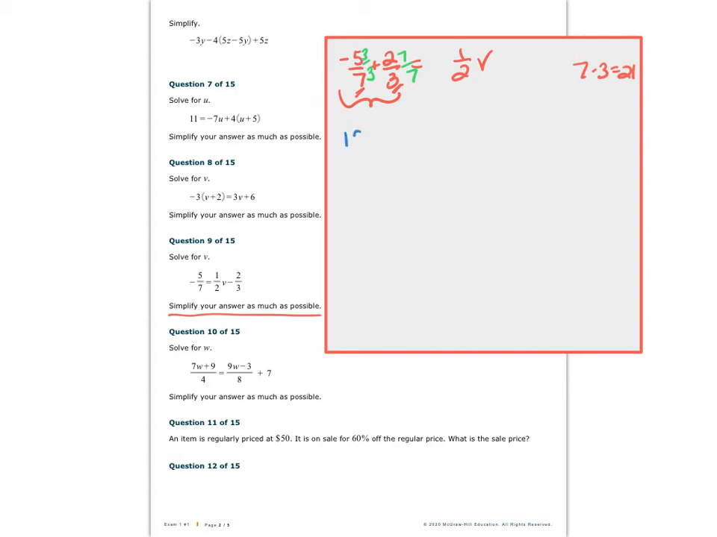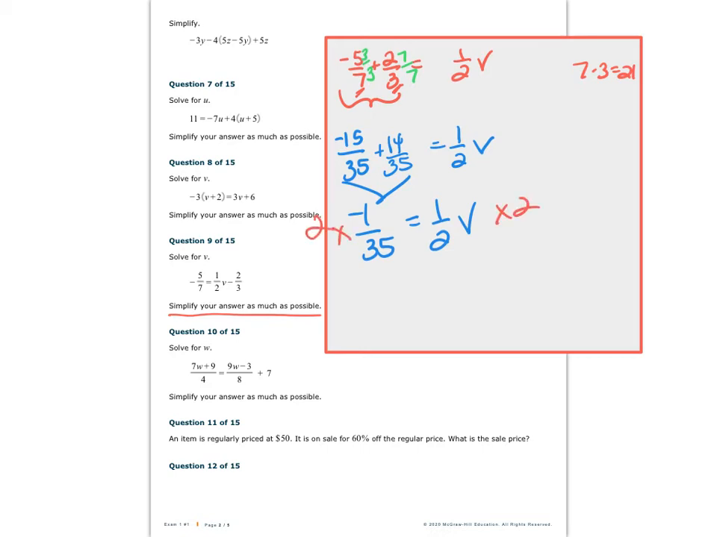So we're going to get negative 15 over 35 plus 14 over 35 equals 1 over 2v. Now you can add the numerators together and you get negative 1 over 35 equals 1/2 v, and you multiply both sides by 2 over 1, or 2, and so you're going to get negative 2 over 35 is equal to v. And you can't simplify that anymore, right? Because 2 does not go into 35, and that is your final answer.